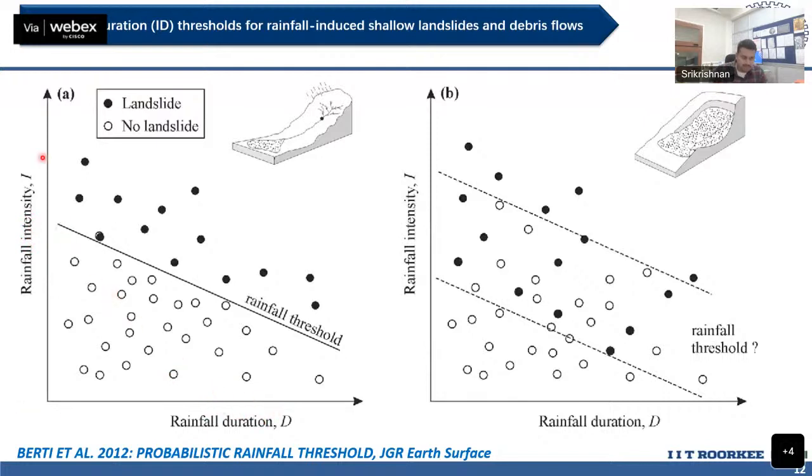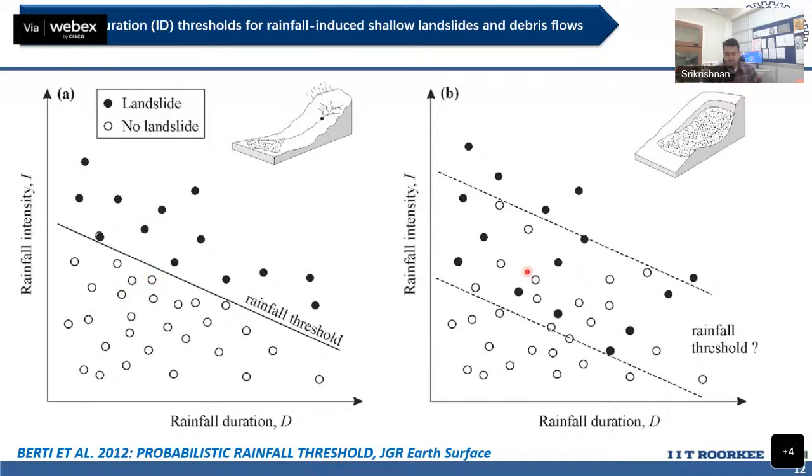Only when it is plotted in a log-log curve, so this should also be in log and this should also be in log, you will get a straight line. If it is not, it will be a power law function. So once we move beyond this rainfall threshold, it means the possibility of landslide occurrence is very prominent. If it is here, then the landslide occurrence is not prominent.